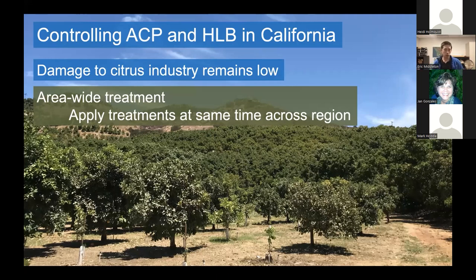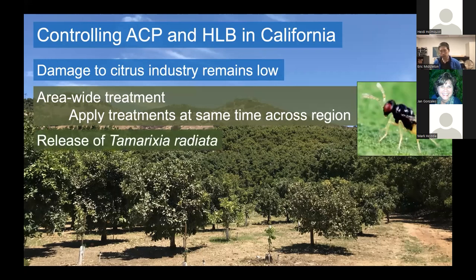For the most part, you're doing broad spectrum insecticides maybe 2 to 3 times a year, trying to target times when there's flush on the trees. So the psyllids are going to be the most active. That's when they're going to be actually feeding. Different things like pyrethroids, some neonicotinoids can be used for things like this.